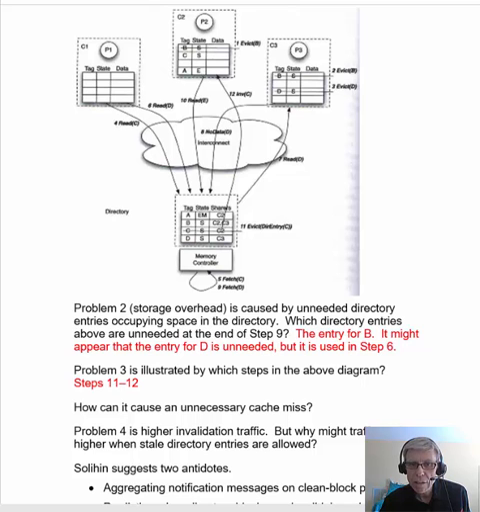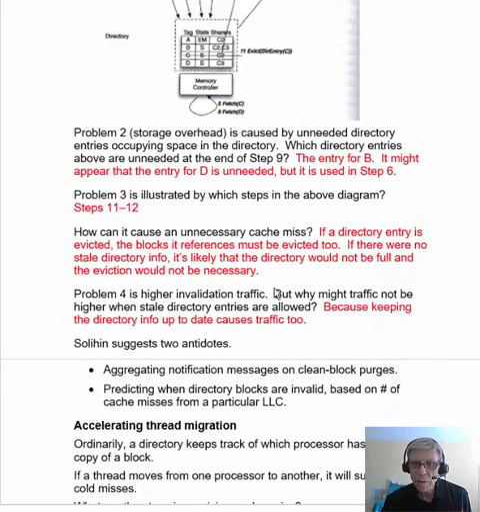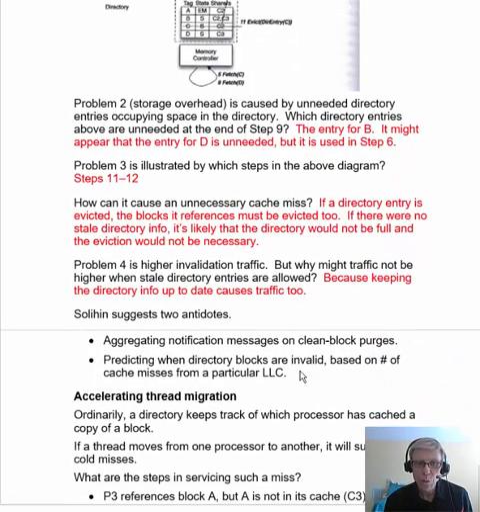Now, how can this cause an unnecessary cache miss? Well, we have to evict block C from the cache simply because we don't have room for the directory entry. And if we didn't have the rule that we weren't getting rid of entries every time the block is removed, we probably wouldn't have a full directory, and so we wouldn't encounter this problem. Problem 4 is an increase in invalidation traffic, but overall traffic might not be higher when stale entries are allowed. And that is because keeping the directory up to date causes traffic too.